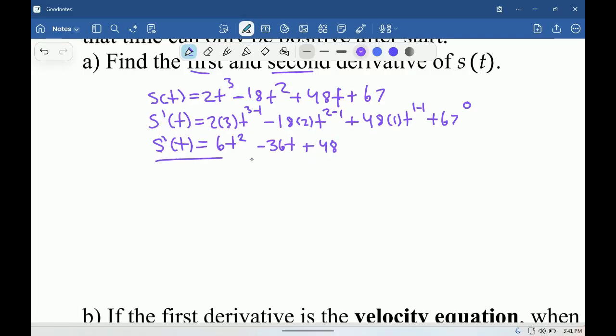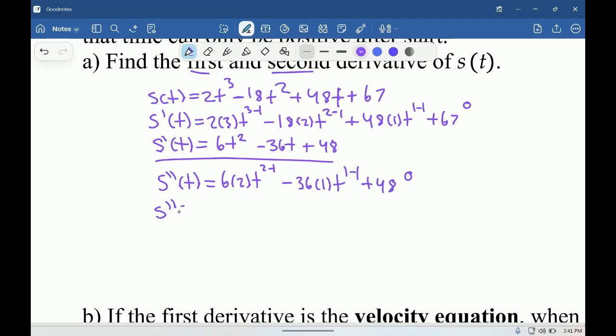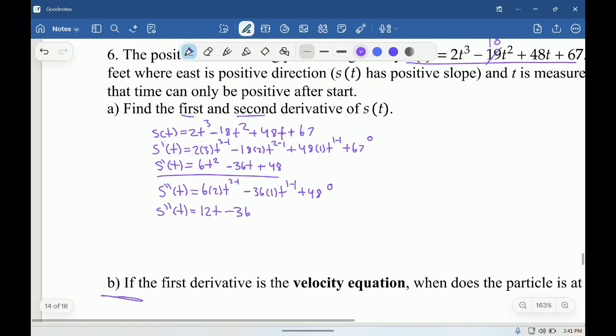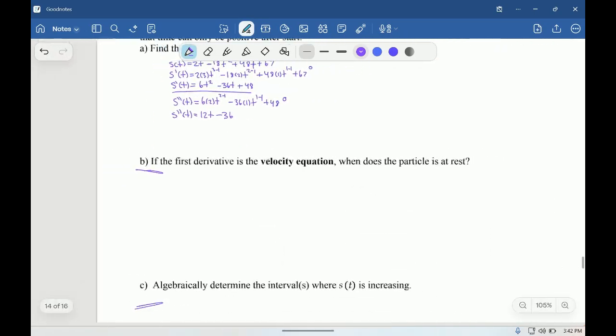And then based on this, we're going to want to find our second derivative, which is going to be 6 times 2t^(2 minus 1), minus 36 times 1 t^(1 minus 1), plus 48 times 0. And this would give us 12t minus 36. And that's all we would have to do for this problem.